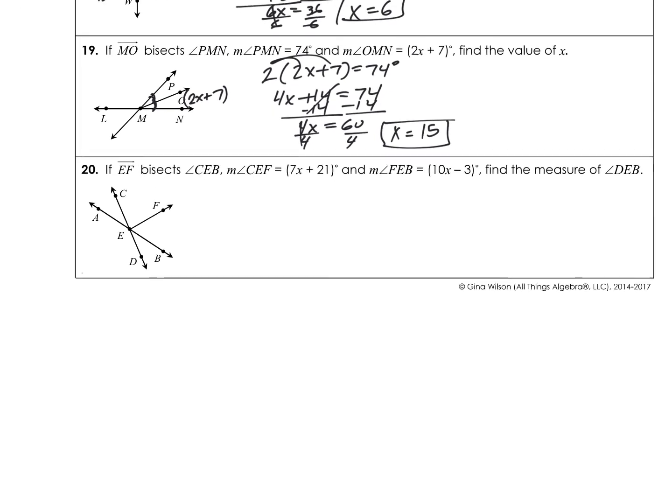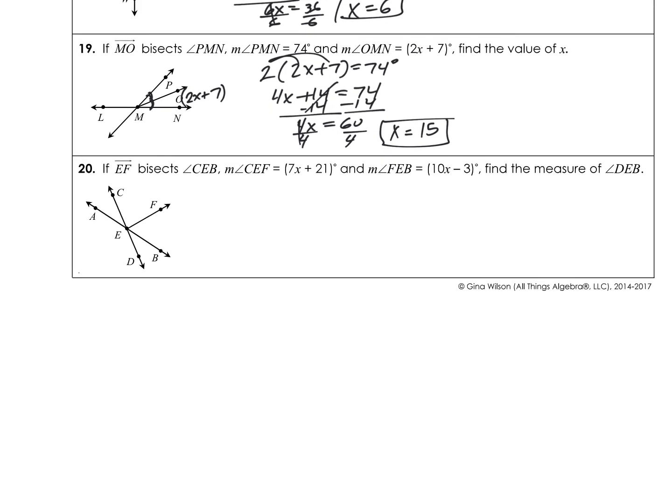Number 20, last example. If EF bisects CEB, that means this angle and this angle are congruent. The measure of angle CEF is 7x plus 21, and the measure of angle FEB is 10x minus 3. Find the measure of angle DEB. So it's asking for this angle, which is interesting. CED, this entire angle is 180 degrees. So if I find CEF and then FEB and subtract them from 180, I should get DEB.